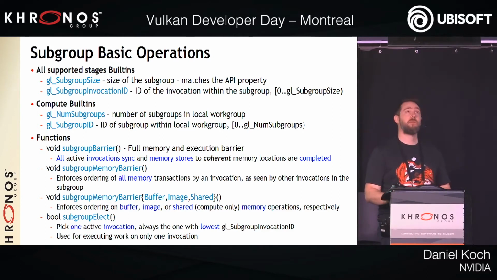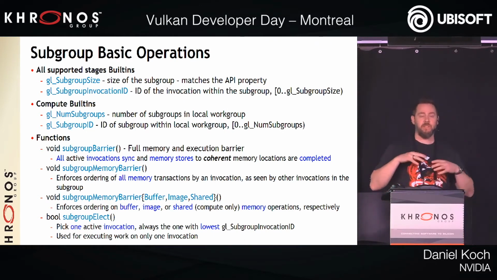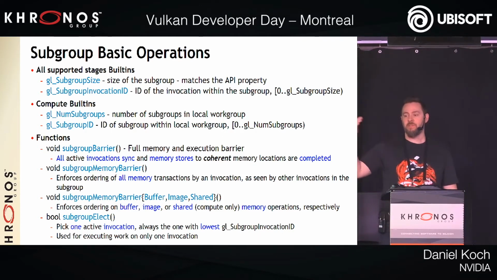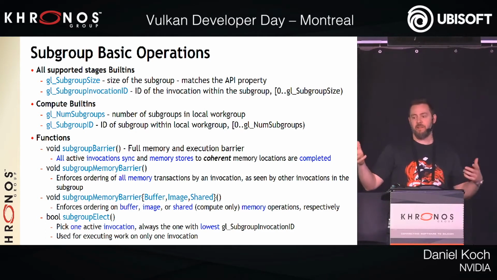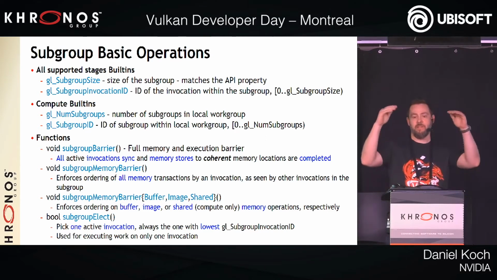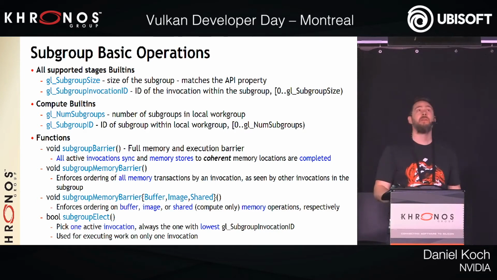Function-wise, there's a subgroup barrier. This is basically a full memory and execution barrier. By the time you leave a barrier call, all the stores to coherent variables will have been completed, at least as far as any other thread in the subgroup will be able to tell from looking at them. And it's an execution barrier as well. So basically, all the invocations have to get to that subgroup barrier before any can continue.